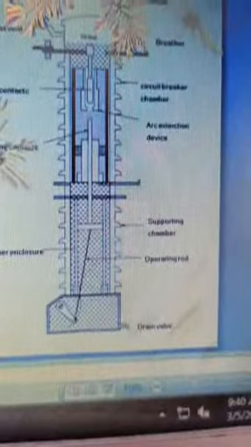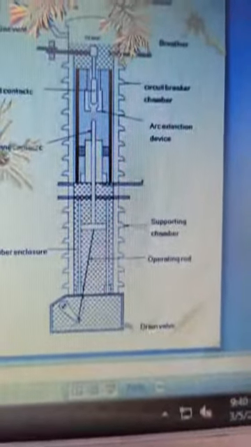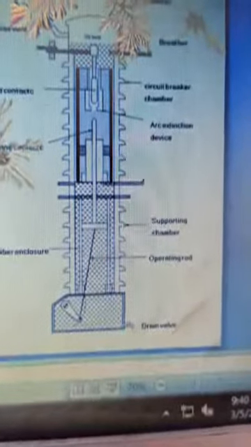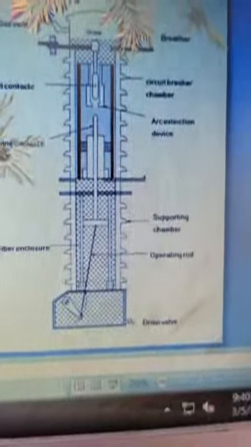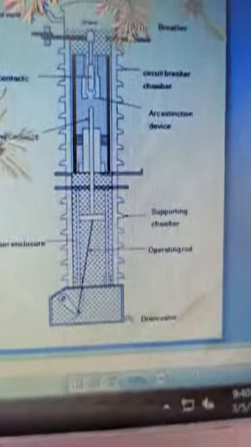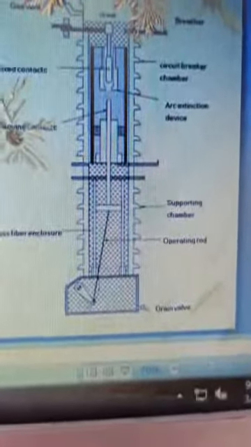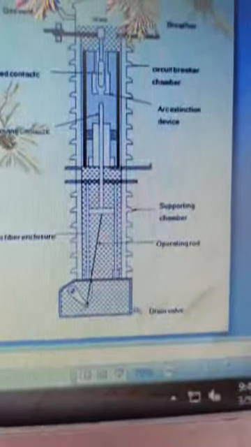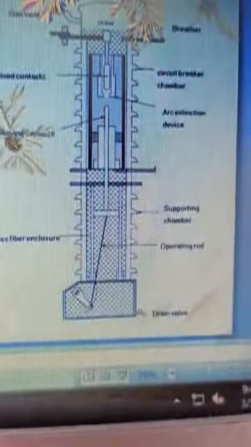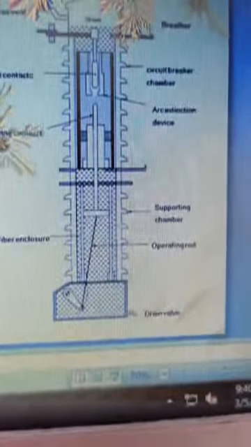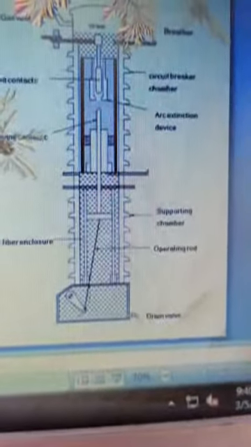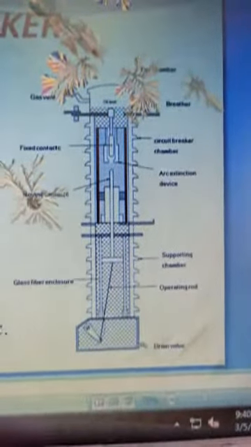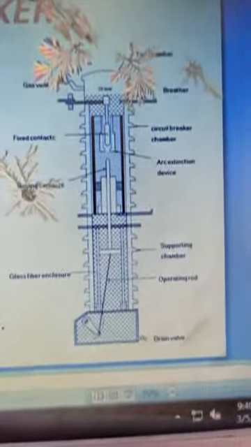So the contact space contains hot gases during the brief period after the interruption of the arc, and a high rate of rise of TRV can cause a restrike. To avoid this, contact travel is extended well beyond the arc control device, so fresh dielectric oil is filled between the contact space after the arc extinction. So this is the principle of arc extinction in the minimum oil circuit breaker.